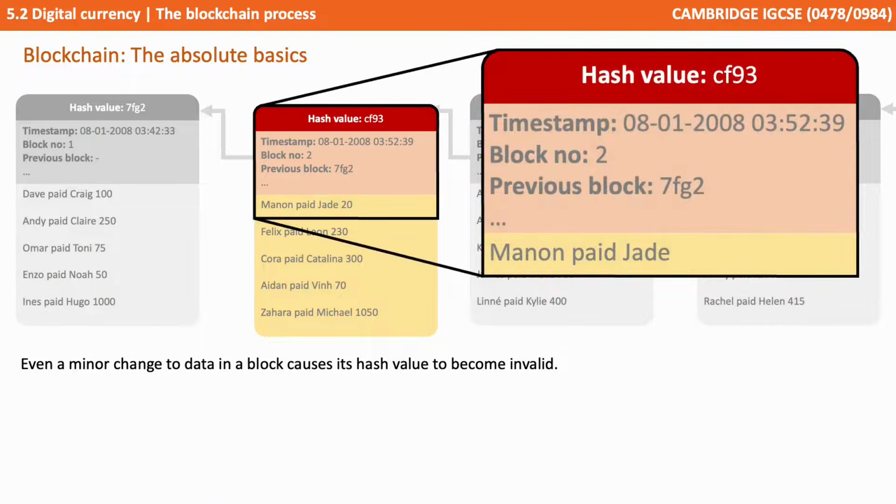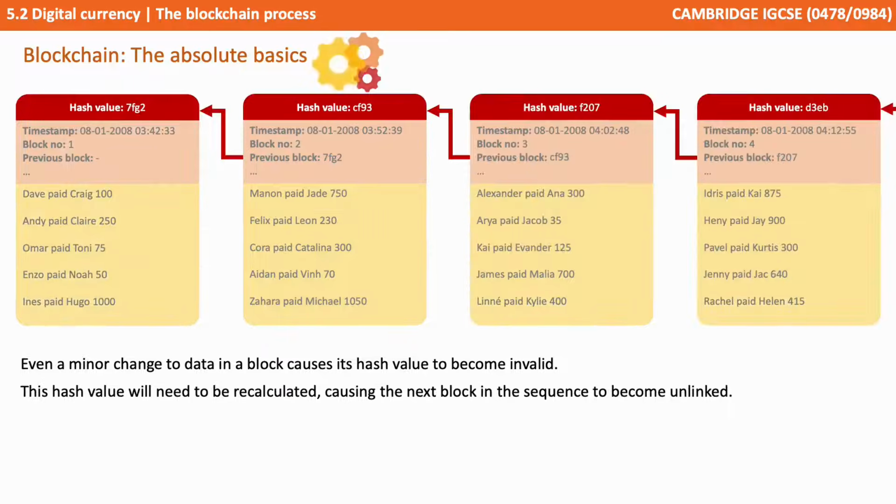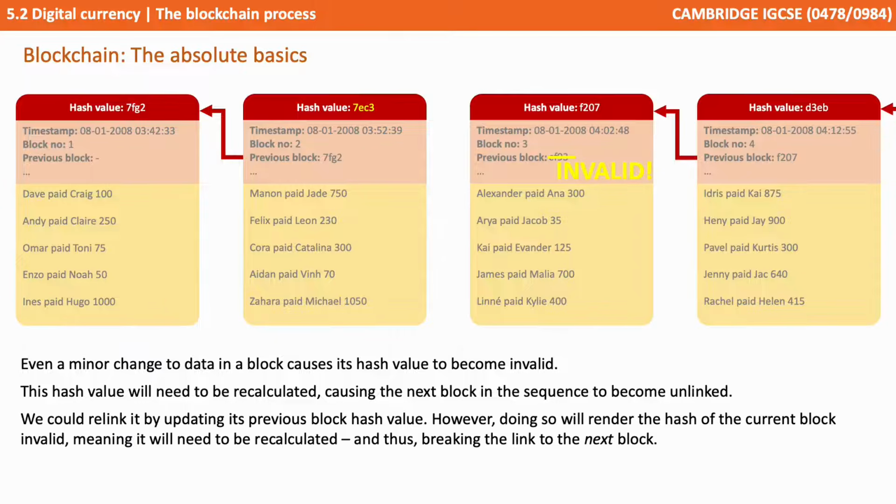Even a minor change to data in a block causes its hash value to become invalid. This hash value would need to be recalculated, causing the next block in the sequence to become unlinked. We could relink it by updating its previous block's hash value, but of course in doing so, the hash value of this block is now invalid, meaning it needs to be recalculated, thus breaking the link to the next block.